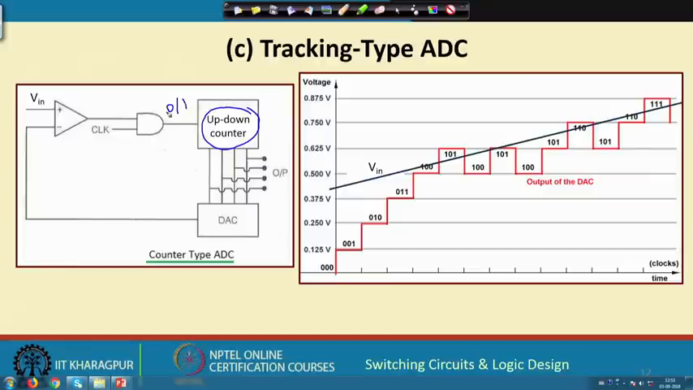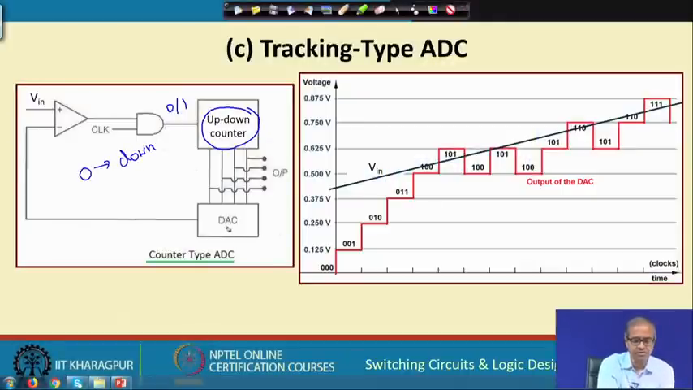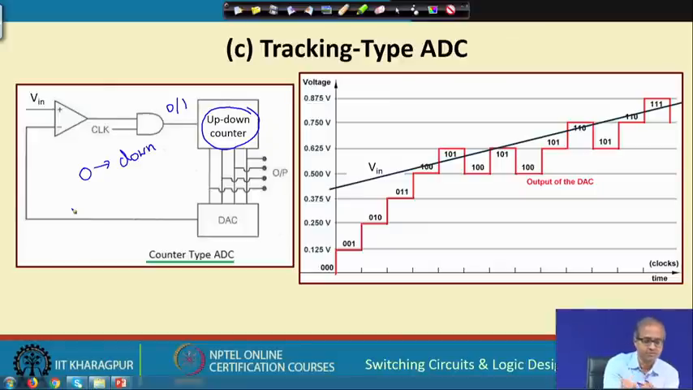So, when will it be 0? It will be 0 if V in is smaller, okay? The DAC output is larger. So, if DAC output is larger, I will have to reduce the value of the DAC output. So, 0 means I will be counting down. But if it is 1, which means V in is larger, DAC output is smaller, I have to increase the DAC value. So, if it is 1, I have to count up.